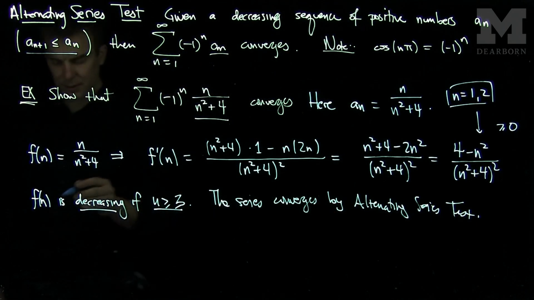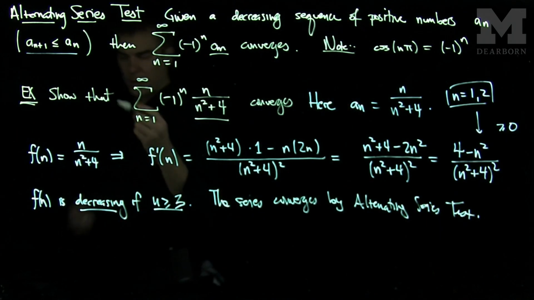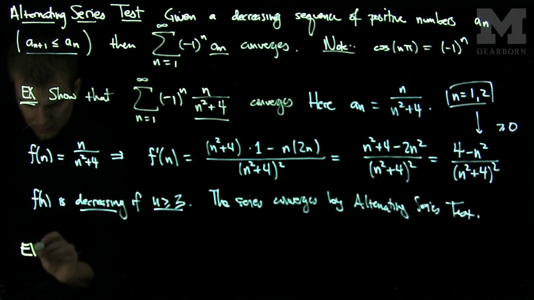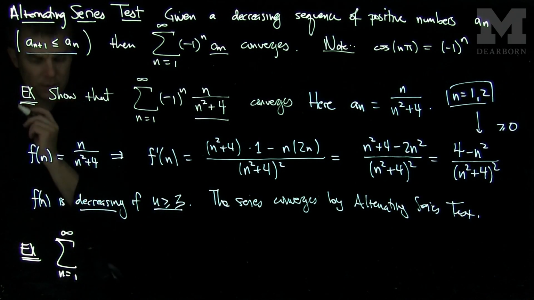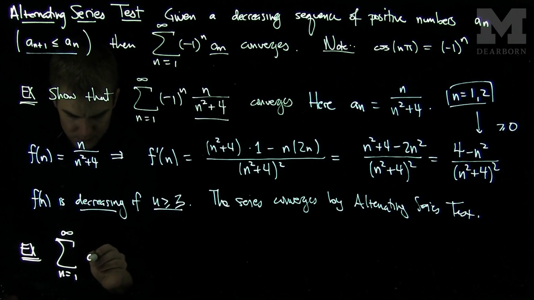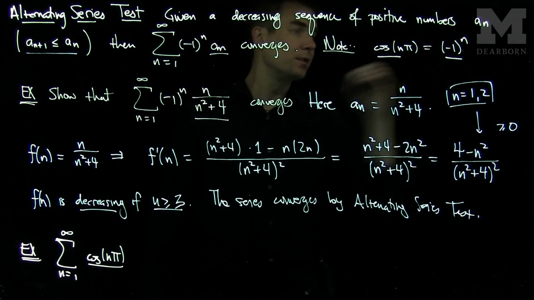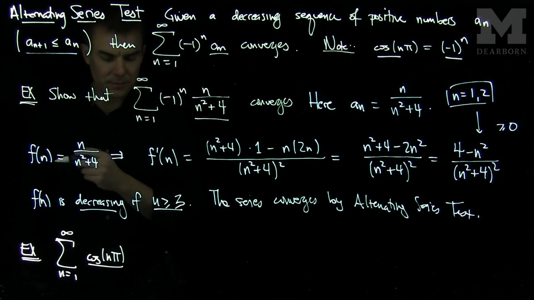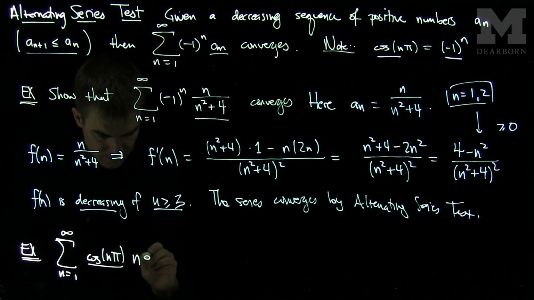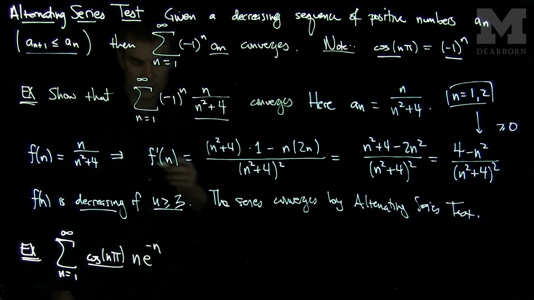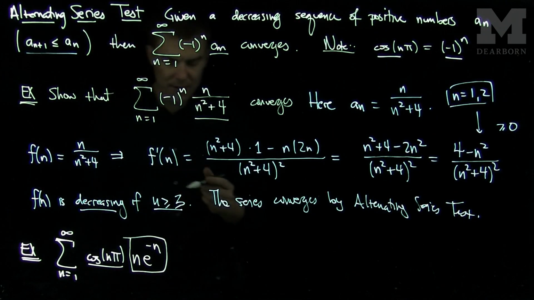Let's see another example of this. We can construct all sorts of sequences that have this property. Just one other quick example: if I look at the sum from n equals 1 to infinity of cosine of n pi times n e to the negative n. As we noted above, cosine of n pi is the same thing as (-1)^n, so this is an alternating series. We can see that this series will converge by examining the sequence n e to the negative n.